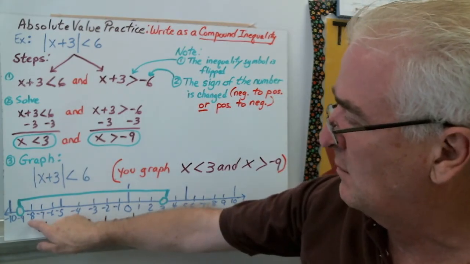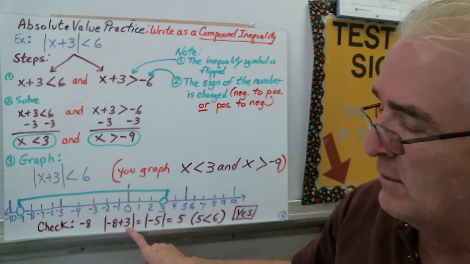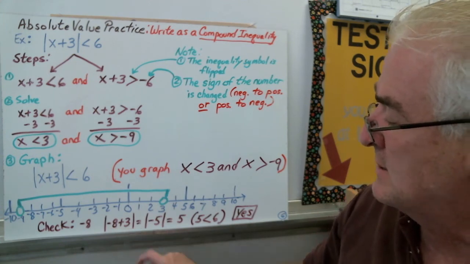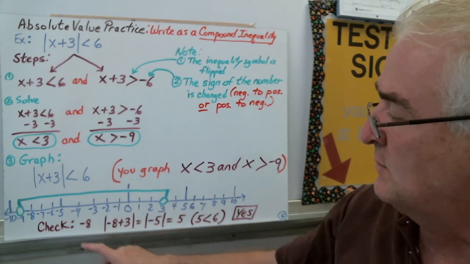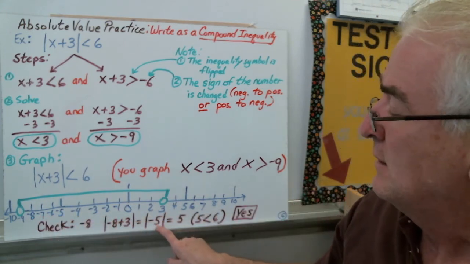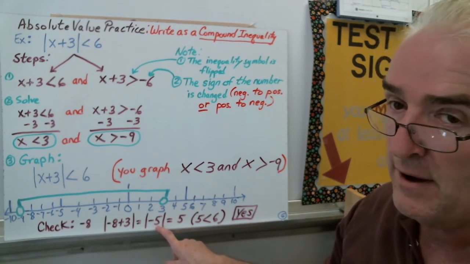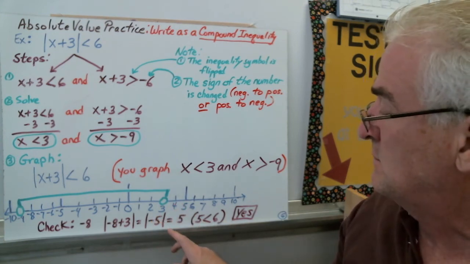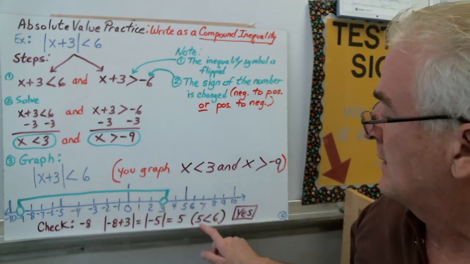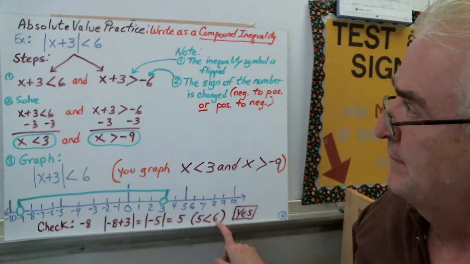We're just going to pick the number negative 8. We're going to put a negative 8 and plug it in here and solve it. So if we put the absolute value of negative 8 plus 3. Well, negative 8 plus 3 takes us 3 in the positive direction, which is negative 5. We now know that the absolute value of negative 5 is 5 units from 0, which is 5. Then we plug it back into our inequality. Is 5 less than 6? The answer is yes. Okay?